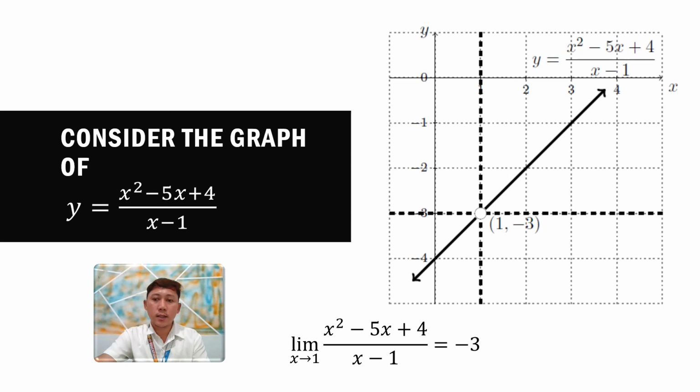Okay, so we have the last graph. Here, as x approaches 1, the value is negative 3. But in this case, the point 1, negative 3 is a hollow point. It means that this is not included in the solution of the function, but the limit of that function as it approaches 1 is equal to negative 3.